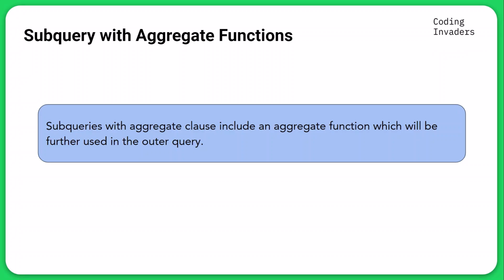Awesome. So to summarize, in this lesson, we learned about subqueries with aggregate clause, which includes an aggregate function that will be further used in the outer query. We have seen some examples with count, max and sum, but we can certainly use various more kinds of aggregate functions depending on our use case. In the next lesson, we will learn about multiple subqueries in where clause.